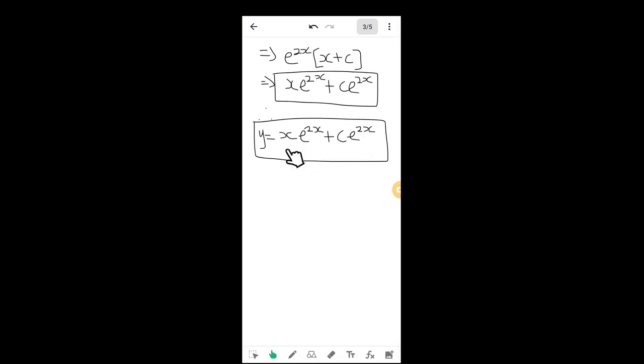You can also try using the method of undetermined coefficients or variation of parameters. You'll get the same thing.